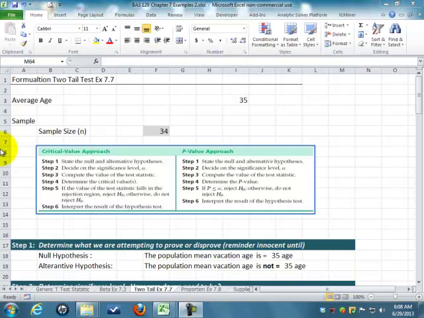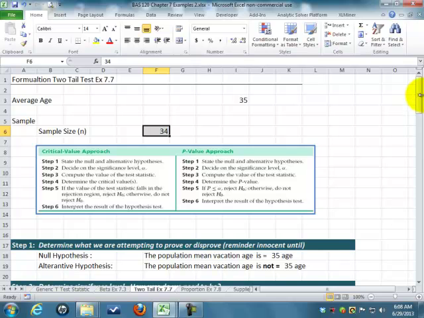We're on Chapter 7. We're going to go through example 7.7, a two-tail test. So in the last example, we showed a one-tail. It happened to be a left tail. Now we're trying to do an example where we're going to talk about the average age. So the average age was 35 in this example. They took a sample of 34.